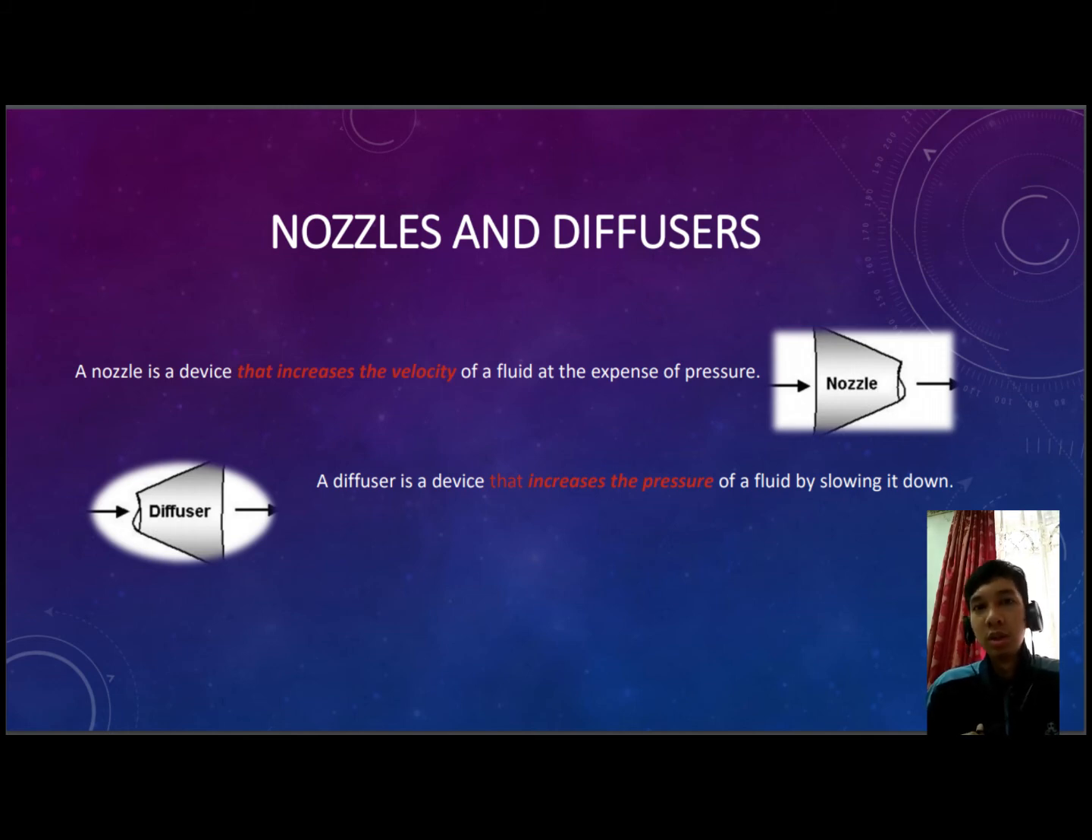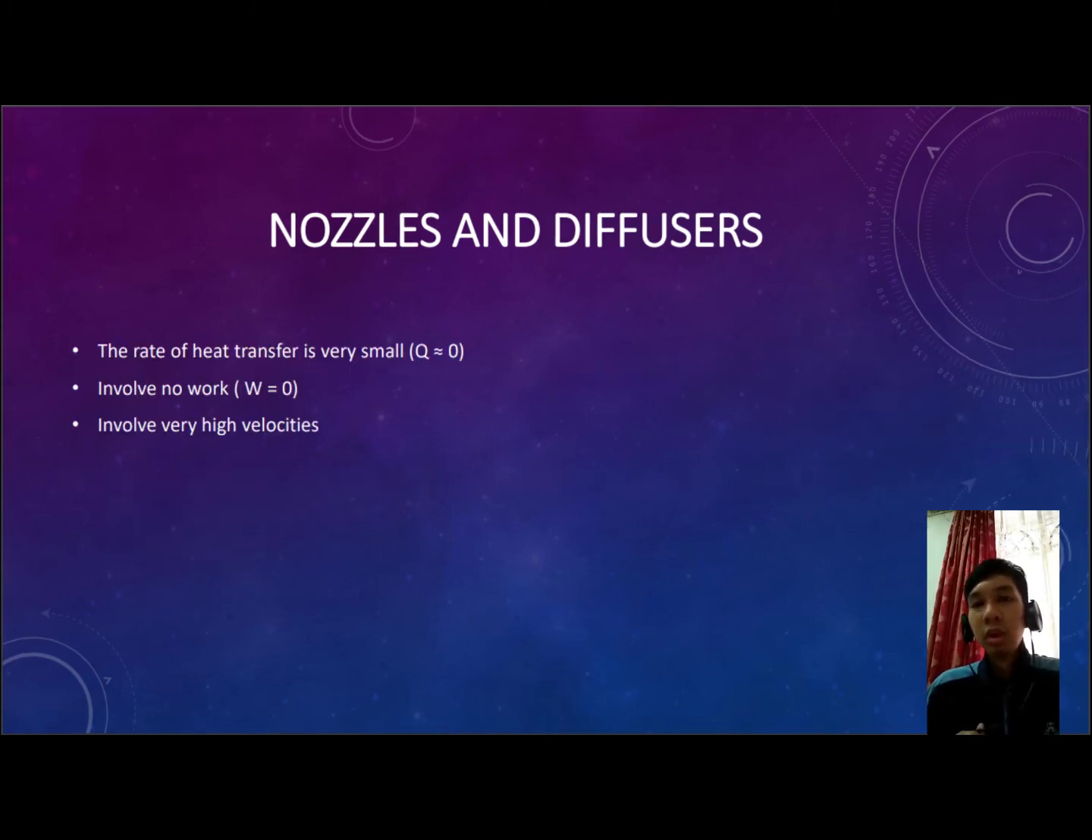So what is a nozzle? A nozzle is a device that increases the velocity of a fluid at the expense of pressure, while a diffuser is a device that increases the pressure of a fluid by slowing it down. In nozzles and diffusers, the rate of heat transfer is very small, almost zero, and they involve no work, and the velocities inside the nozzles and diffusers are very high.